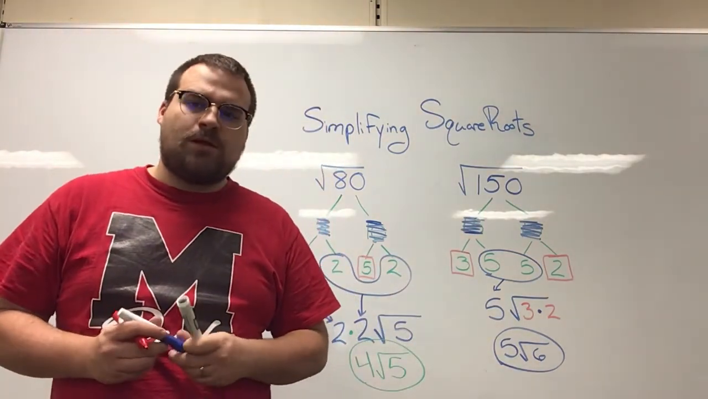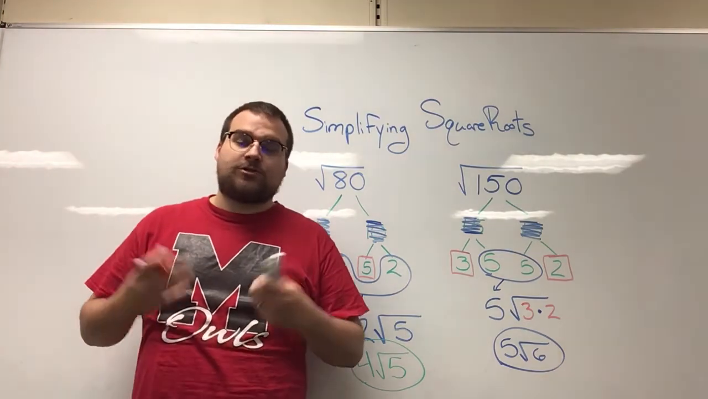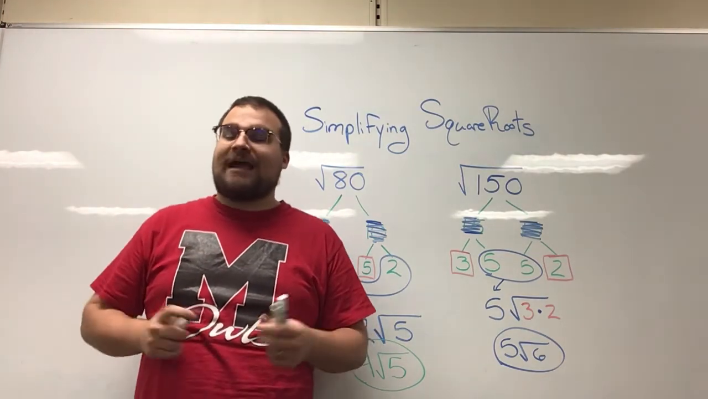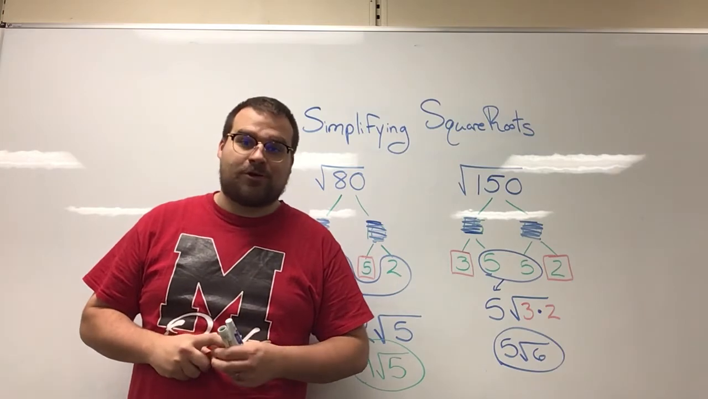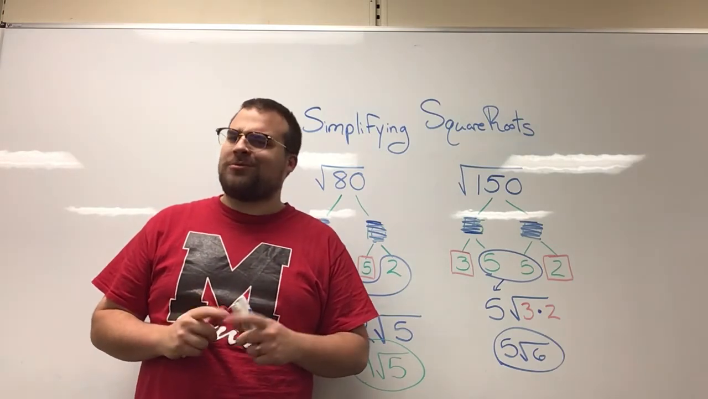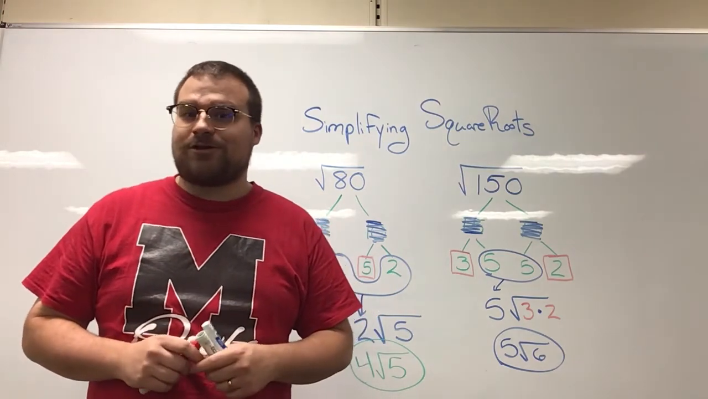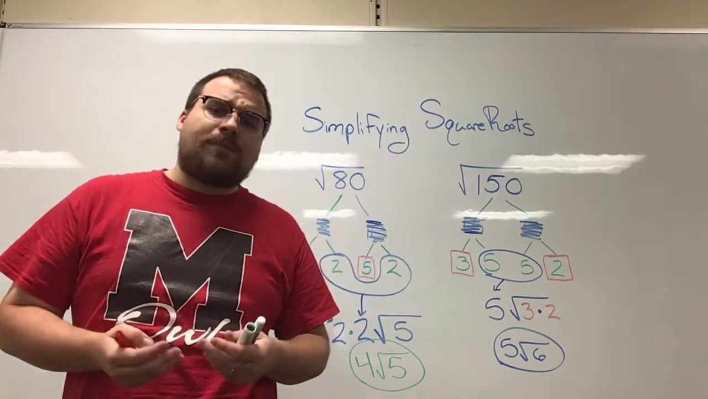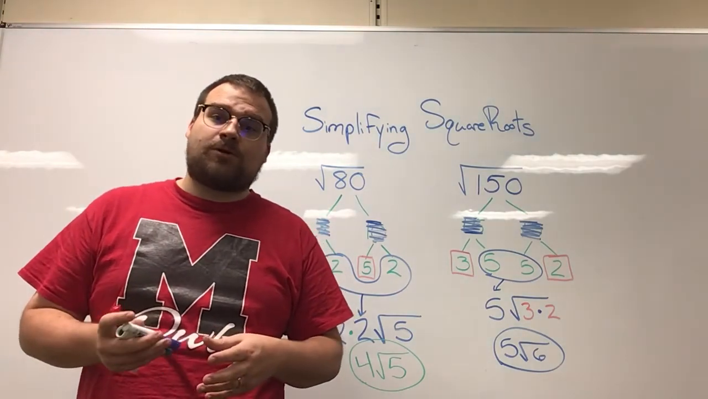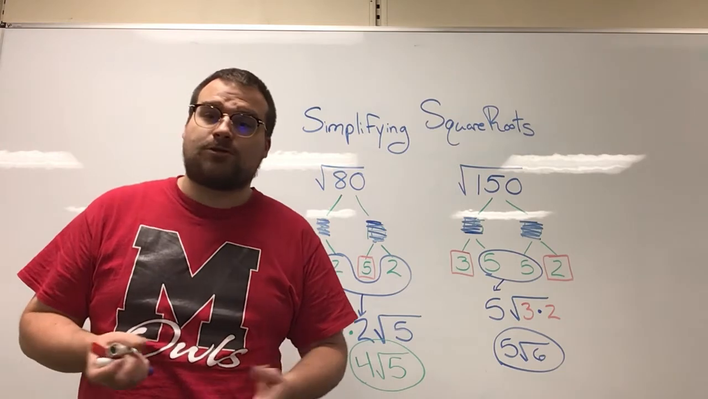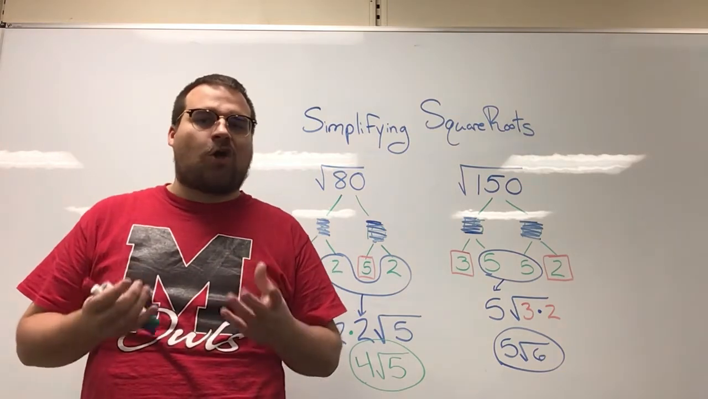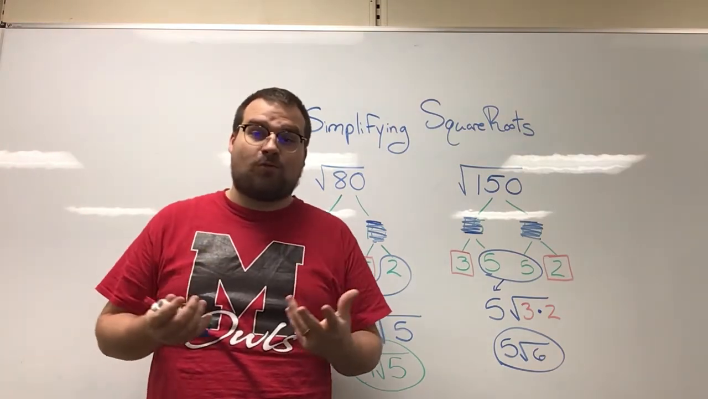Sometimes you may end up with a square root where you only have pairs, no numbers on their own. That means it probably was actually a perfect square and you didn't realize it. You also may sometimes end up with a number that you don't have any pairs at all. And that means the number's already in simplest form.